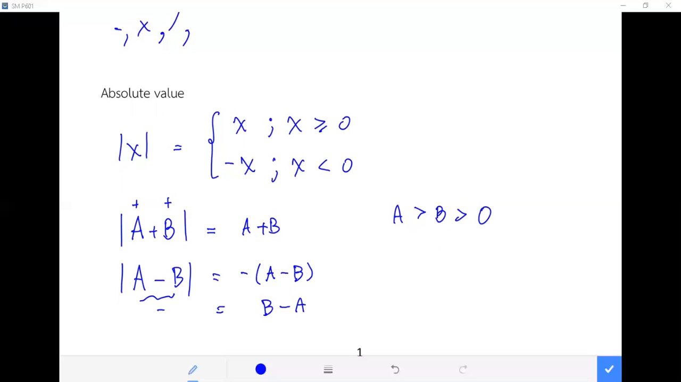Okay, so in the exam, I asked you about this, but maybe you won't see a and b. I will give you a and b as real numbers. Okay, this is quite easy.